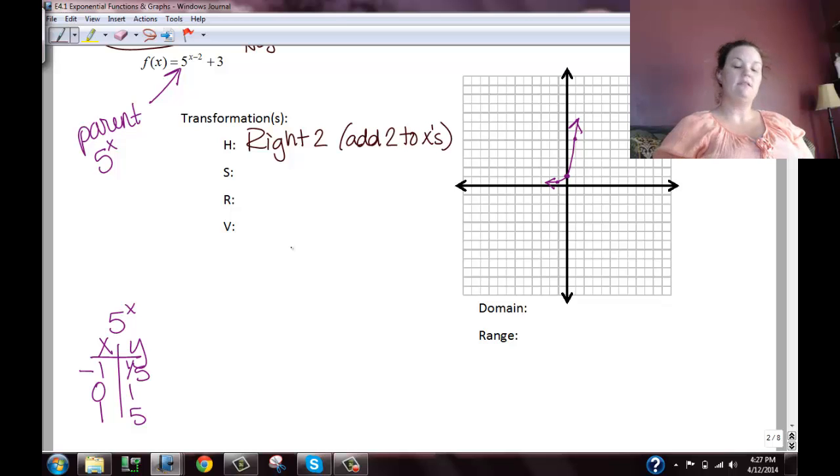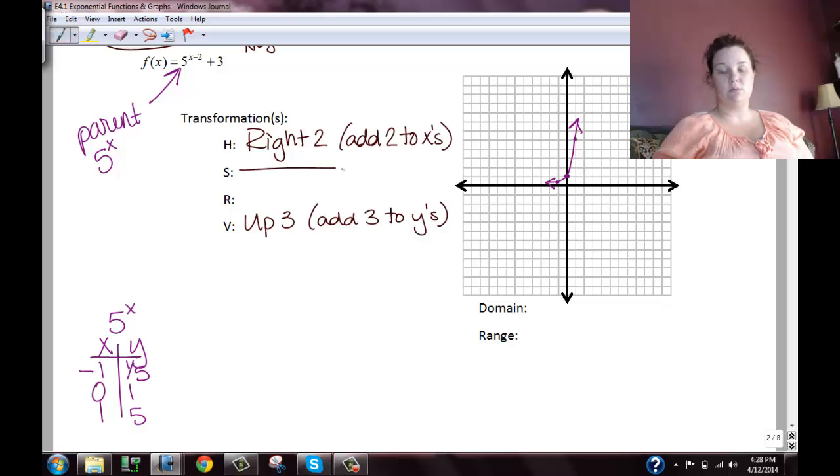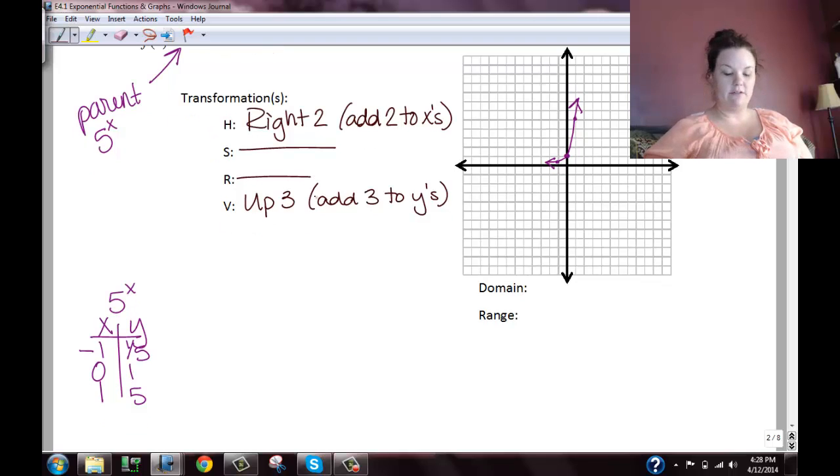And then the +3 is not in the exponent, which means it's being applied to the y, which moves it up 3. So I'm going to add 3 to my y's. I have no multiplication, which means no stretching and compressing, and I have no negatives, so no reflecting. So I'm going to take my parent function, which I already have a table for down here, and I'm going to move it right 2.